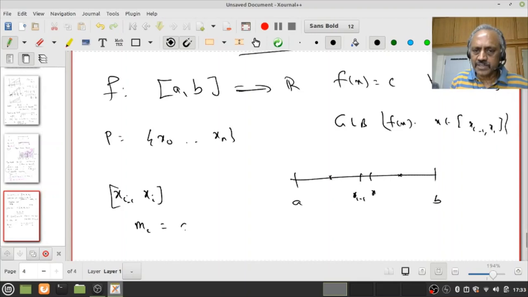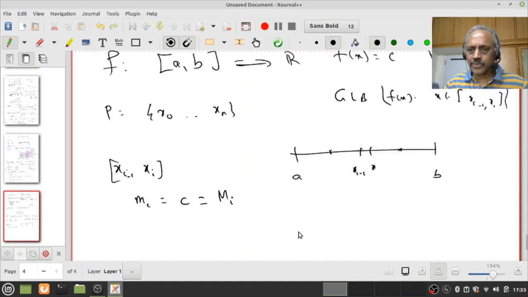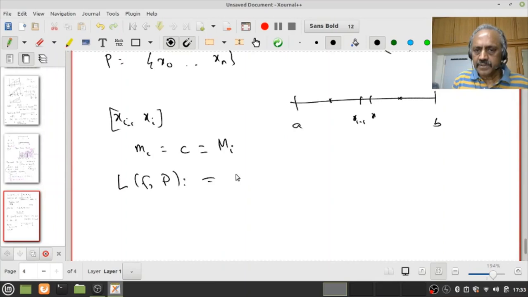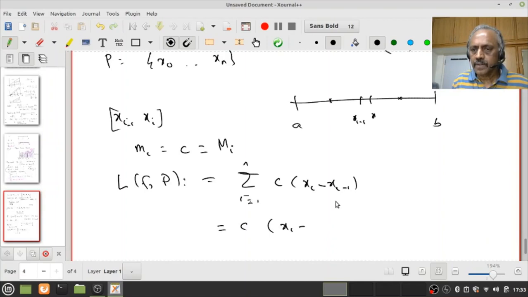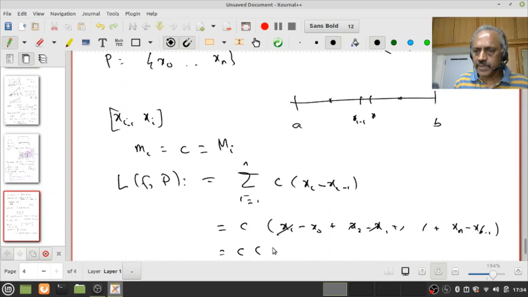Do you follow that? Therefore, what is our lower sum? Lower sum f p is summation of small mi, which is c, times xi minus xi minus 1, i running from 1 to n. What is this? C is common, this is x1 minus x0 plus x2 minus x1 plus up to xn minus xn minus 1. So x1 cancels with this, x2 cancels with this, xn minus 1 cancels with something here. Therefore, what am I left with? I'm left with xn minus x0, which is c times b minus a. You follow that?